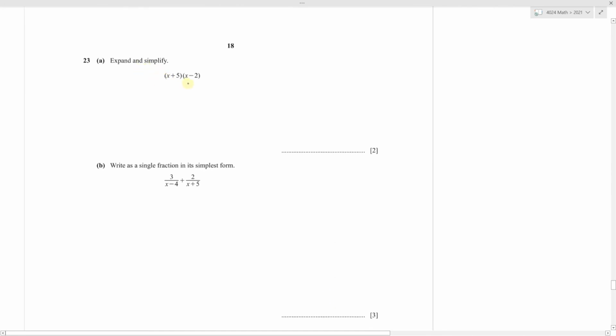Question 23 is expand and simplify. So I'll open the brackets. This x multiplied by this x will give me x square. x times minus 2 will be minus 2x. Then this 5 multiplied by x is plus 5x, and 5 times minus 2 will be minus 10. So x square plus 3x minus 10. So your answer is x square plus 3x minus 10.